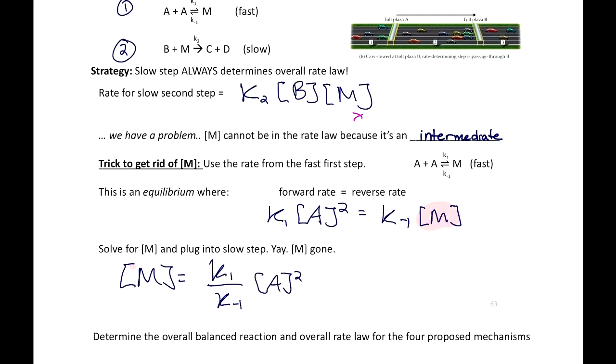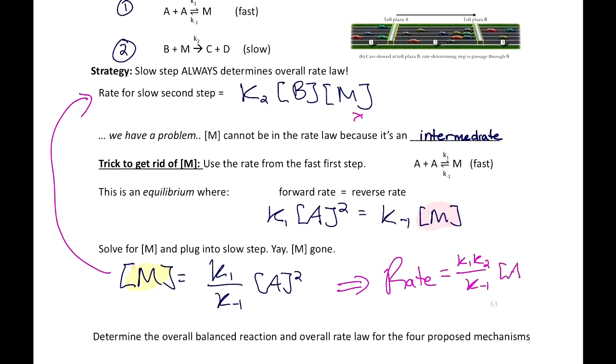All right, and so this is the term that we're going to plug into our original one that had that M term we weren't allowed to have. All right, and so that's it. So the new rate law for the entire reaction is equal to K1, K2 over K negative 1 times A squared times B. That is the rate law.